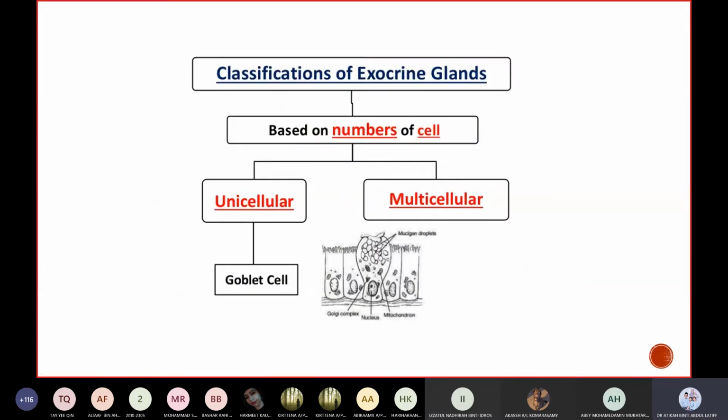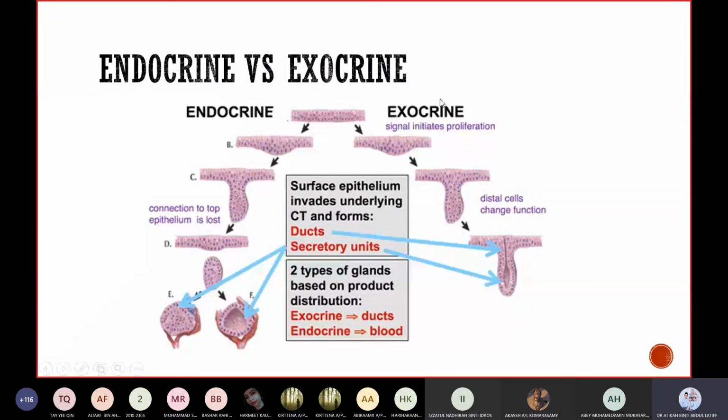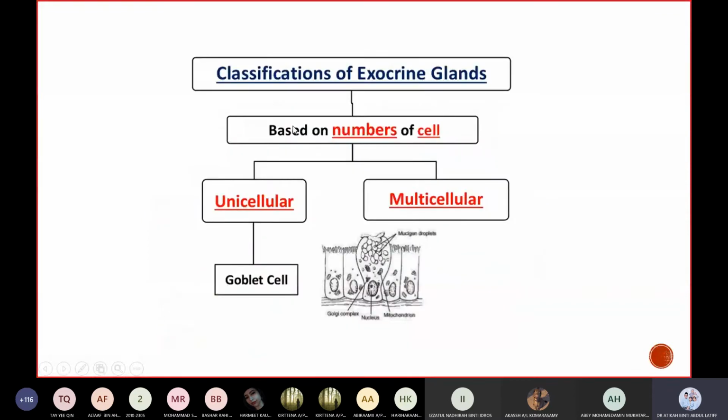So we focus on the exocrine glands because there's many types of exocrine glands. Okay, so based on the number of cells, they are called unicellular or multicellular. So for example, unicellular, we have the goblet cells. You can find the goblet cells mainly in the GIT tract, or your intestine.